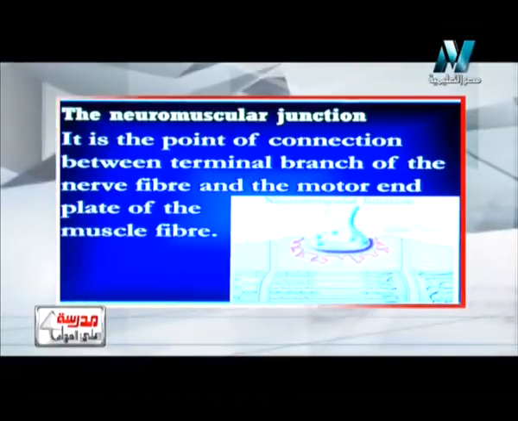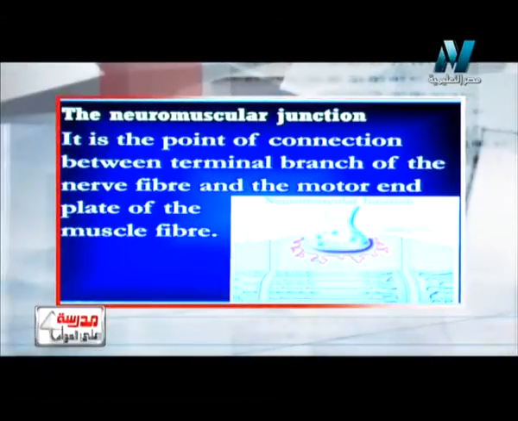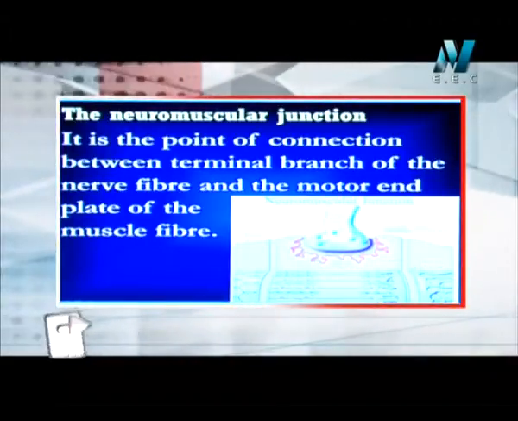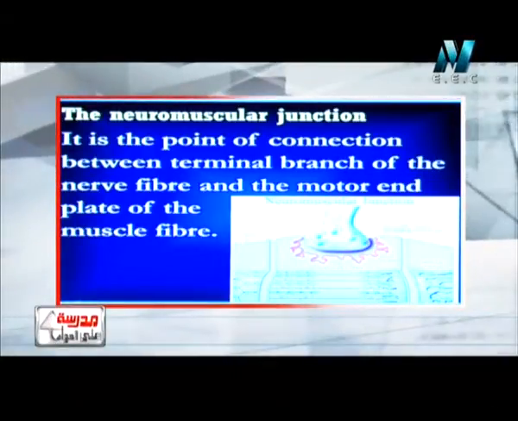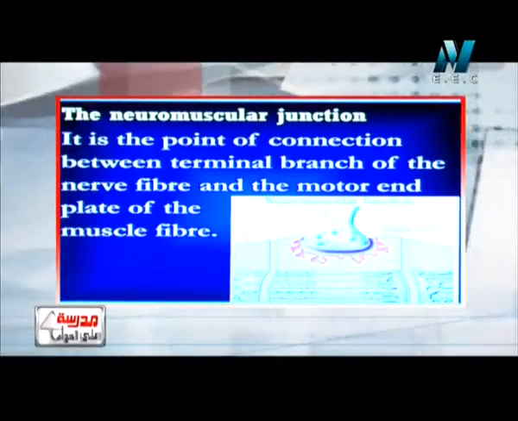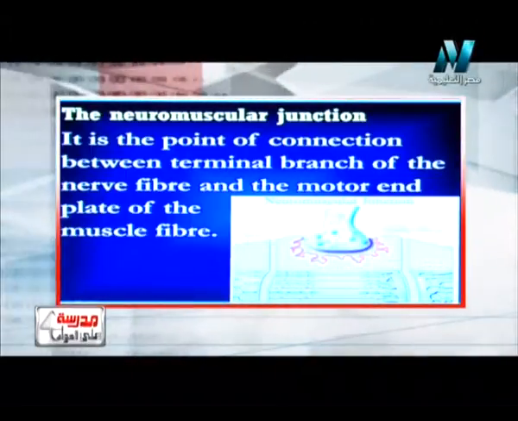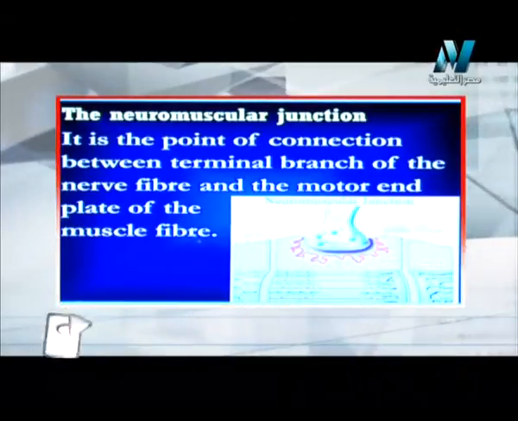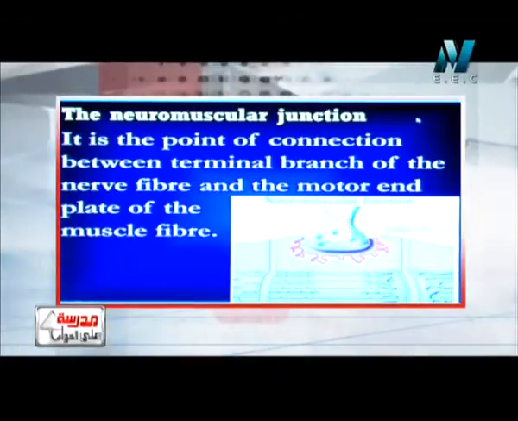What about the neuromuscular junction? The neuromuscular junction is a point of connection between the terminal branch of the nerve fiber, or the motor nerve, and the motor end plate of the muscle fiber. That's the muscle fiber. That's the terminal arborization of the motor nerve. The connection between the motor nerve and the muscle plate is called synapses or neuromuscular junction.